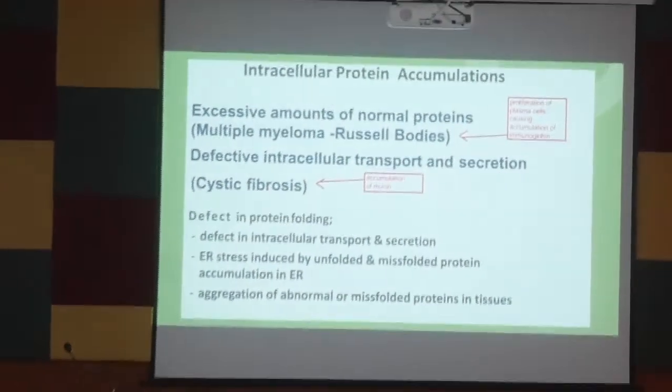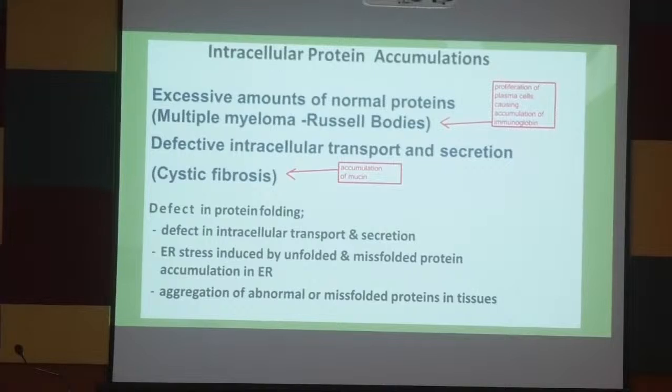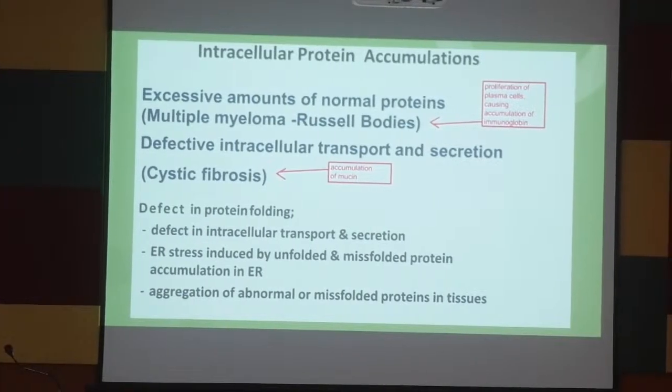And another intracellular protein accumulation defect is defective intracellular transport and secretion of protein due to mutation in which gene? CFTR gene, chromosome 7, right? The cystic fibrosis. So defective intracellular transport and secretion of protein and accumulation of mucin in the airway and in the lungs. So the patient will suffer from tachypnea, dyspnea and difficulty of breathing, and unfortunate kids have a very small lifespan. They may not cross their second decade of life.